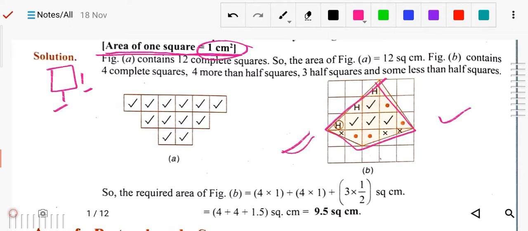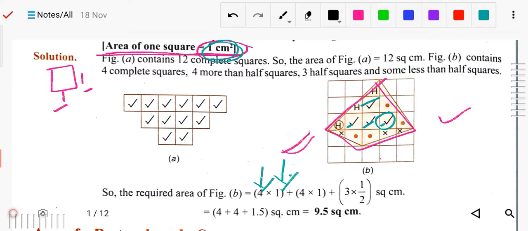First I will take the full parts. The full parts you can see: 1, 2, 3, 4. So 4 you have written, and what is the value of one box? 1, it is already given. So multiplied by 1. So this is about the full parts.